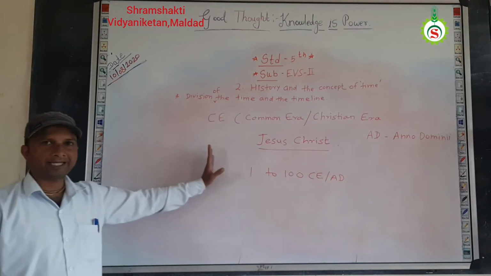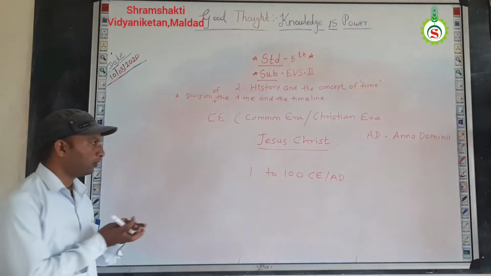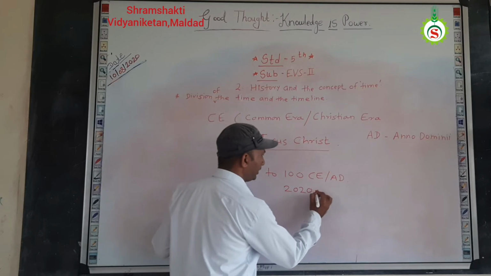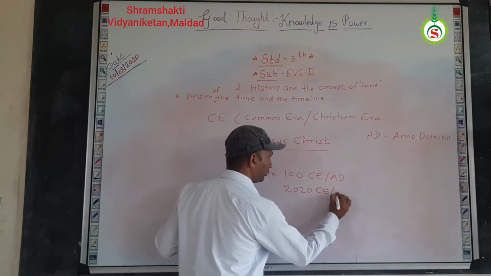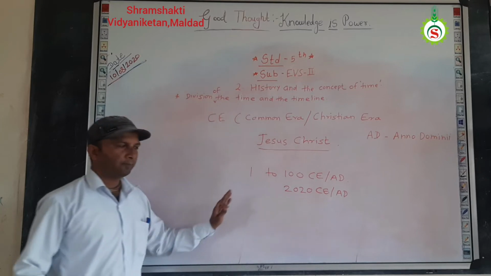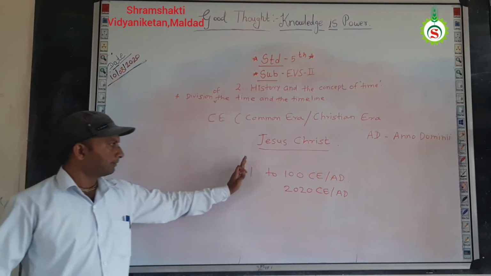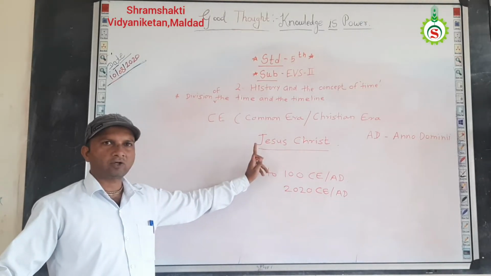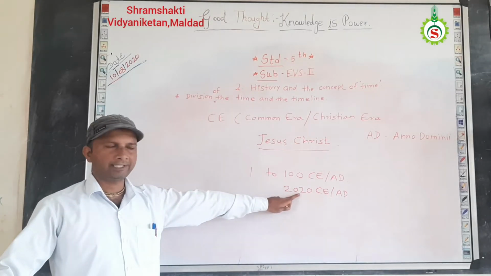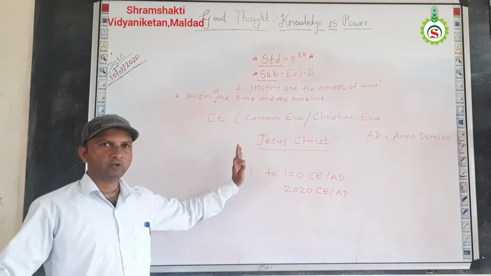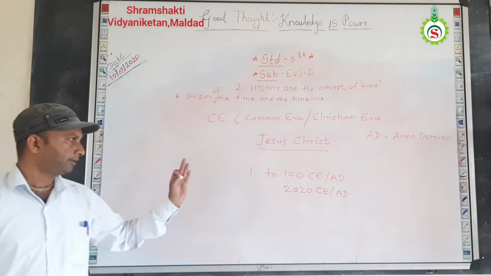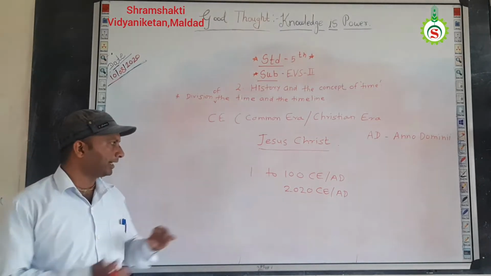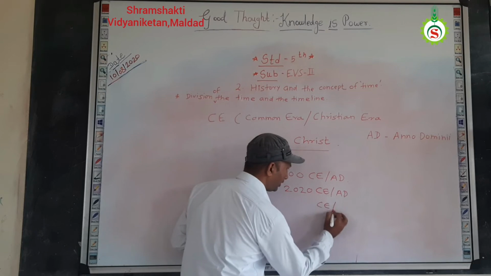Now from the English calendar, that is year 1 to 100, which year is going on? 2020. So we say this is 2020 CE or 2020 AD. Understand? Because this year is after the death of Jesus Christ, meaning the death of Jesus Christ occurred before 2020 years. The year which is going on at present, and the years that are going to come in future, are always referred to as CE or AD.